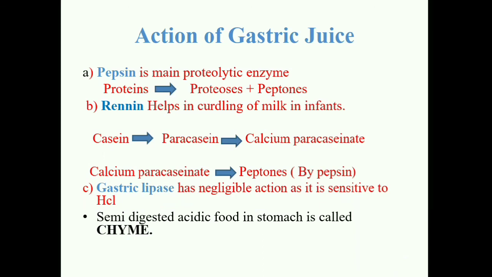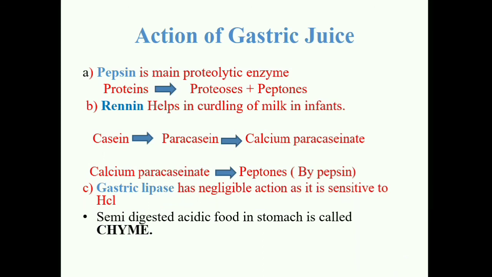So let me tell you, all proteins are finally broken down by pepsin into proteoses and peptones. Proteoses and peptones are partially hydrolyzed proteins. Third enzyme is gastric lipase. As the name indicates, it can work over lipids, but it has negligible action because I told you it is highly sensitive to HCl. So in stomach, mainly food is digested by the action of pepsin. There is no digestion of carbohydrate, no digestion of lipid or nucleic acids over here because stomach releases gastric juice which has mainly proteolytic enzyme that works in acidic medium.